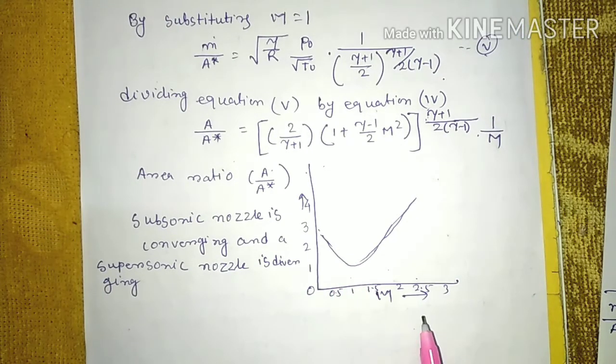Now in the next lecture video we'll discuss the dimensionless velocity M asterisk in terms of Mach number, pressure distribution, and choking in a nozzle.